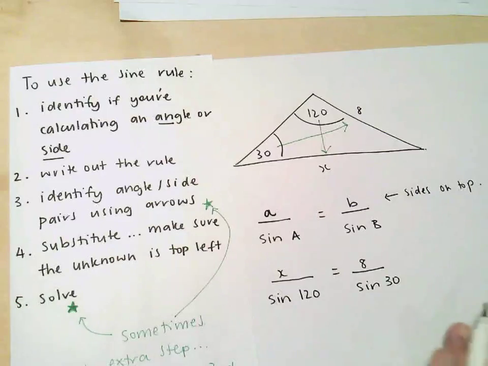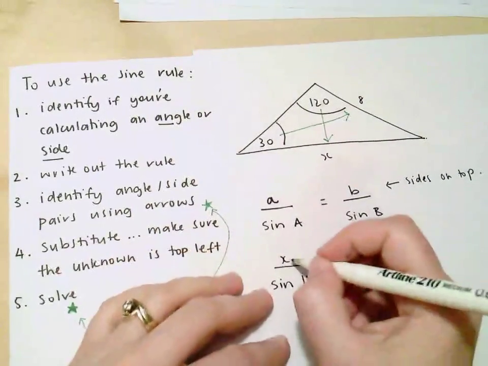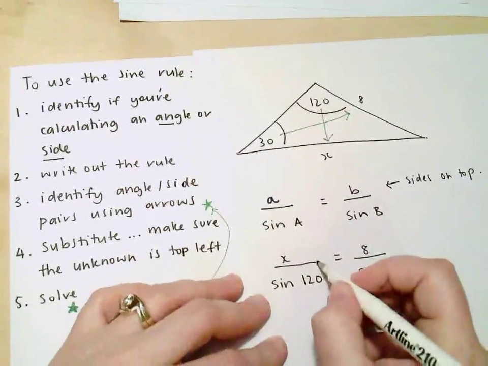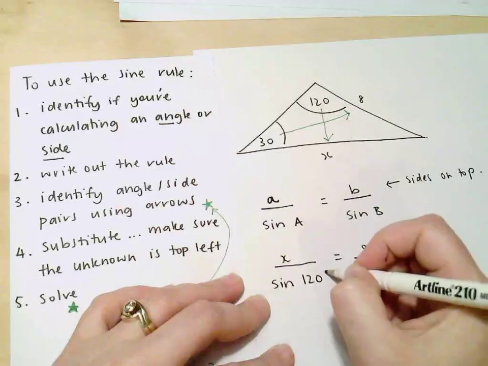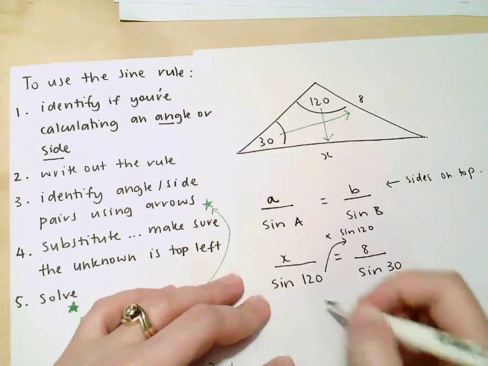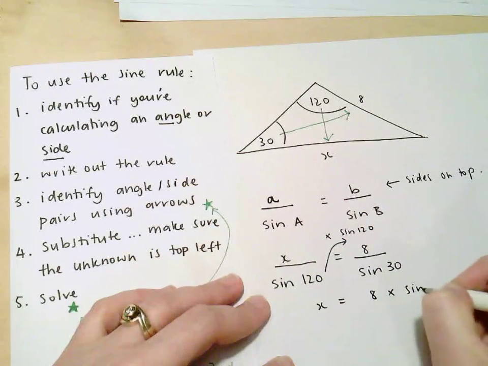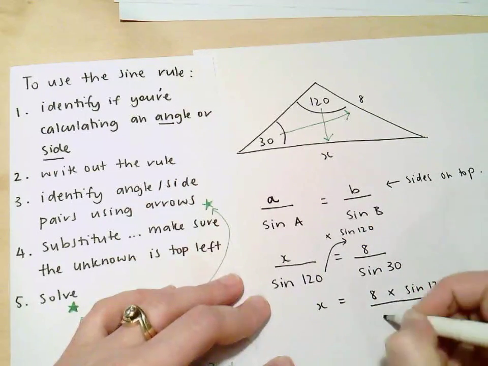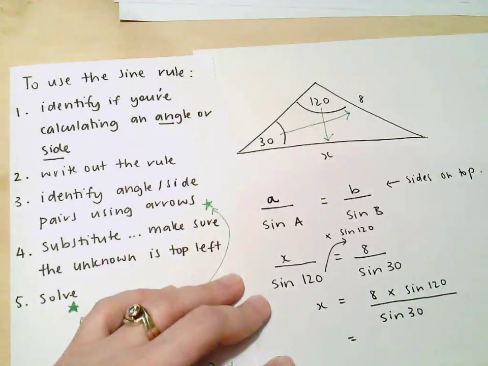Then the last step here says solve. Well, that sounds easier said than done, doesn't it? I'm trying to calculate my x. At the moment I've got divide by sine 120 here. So if I'm trying to bring that over, I'm going to need to times by sine 120. So this is going to become x equals 8 times sine 120 over sine 30. That's going to give me my x.